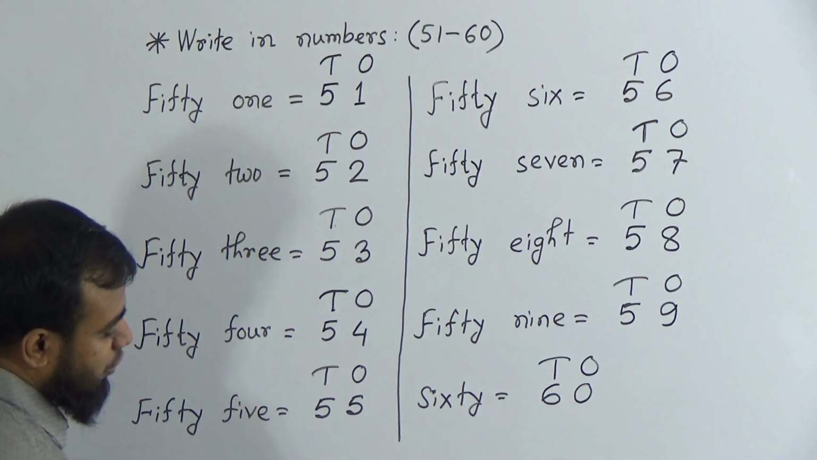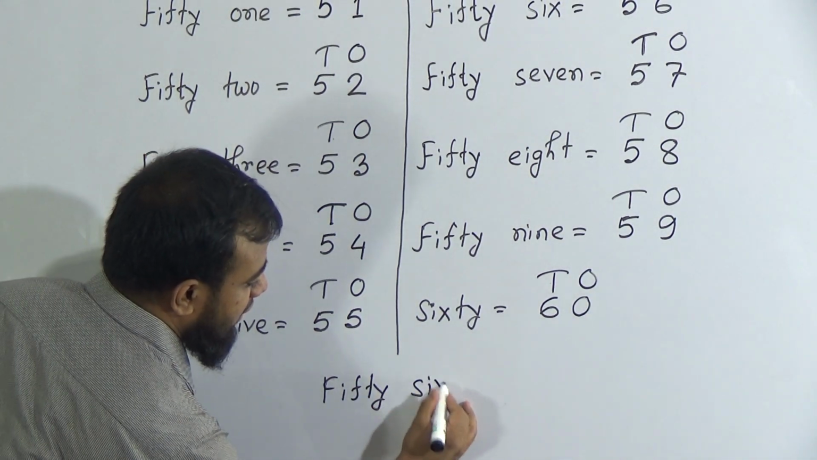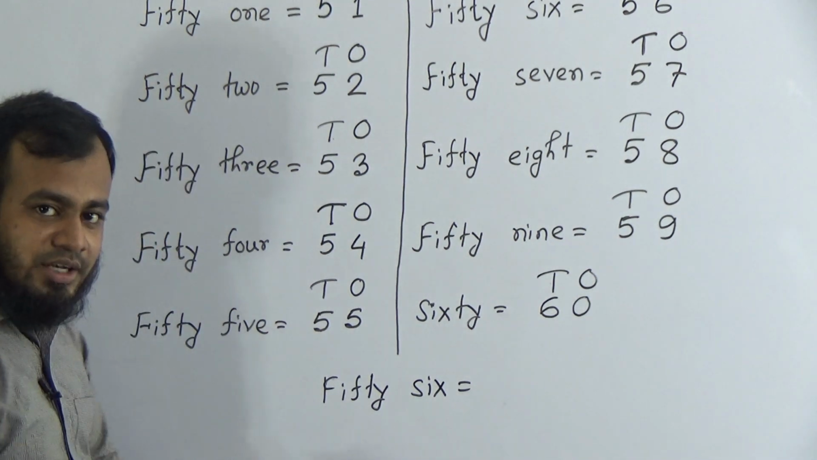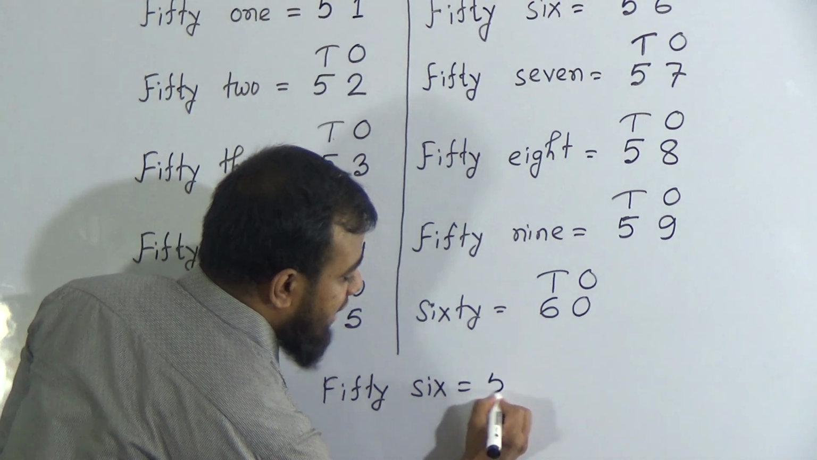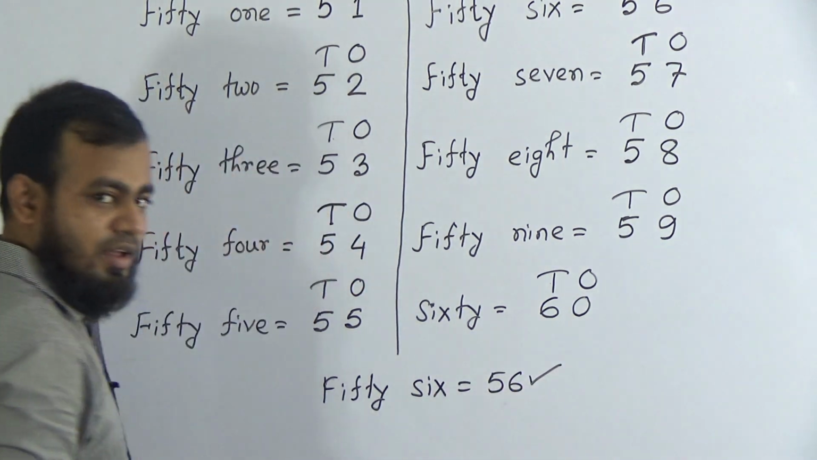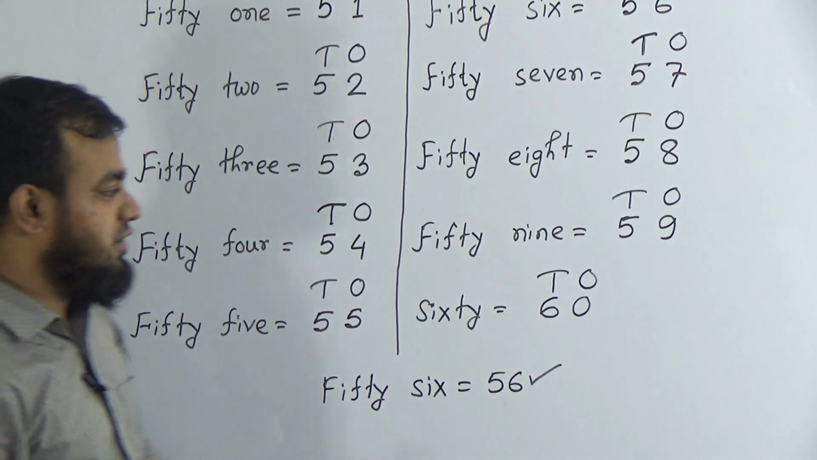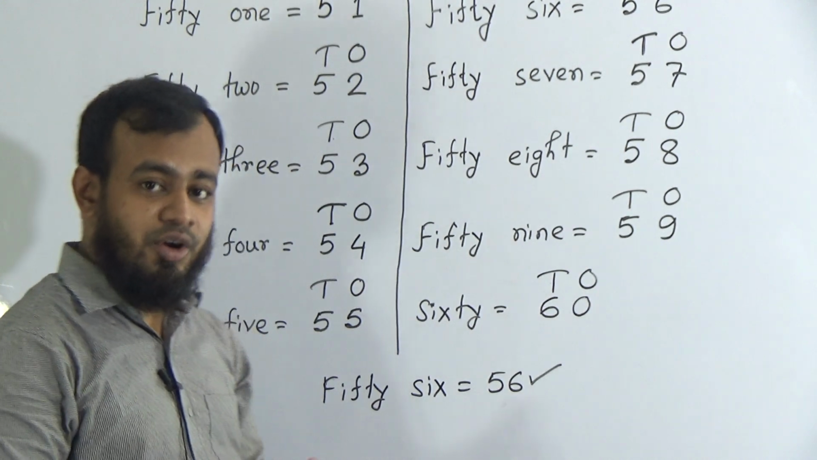My dear students, if you wish to not write down the T and O, suppose the number is 56. You are going to write down 56, and you know that 5 and 6 makes the number 56. If you write down directly 5 and 6, 56, then it will also be correct. And if you write down O and T, that means ones place and tens place, then it will be better for your understanding.